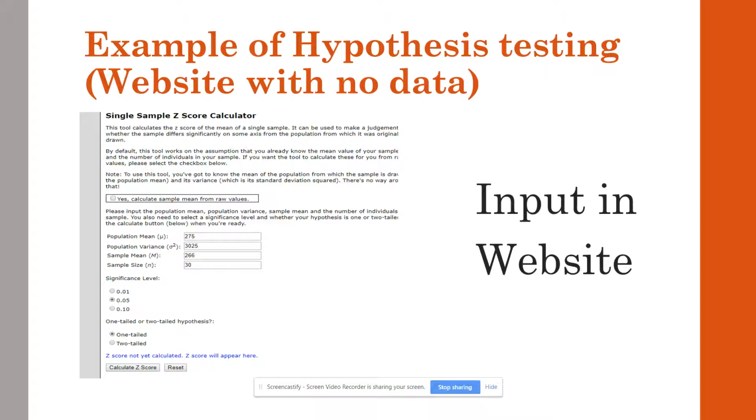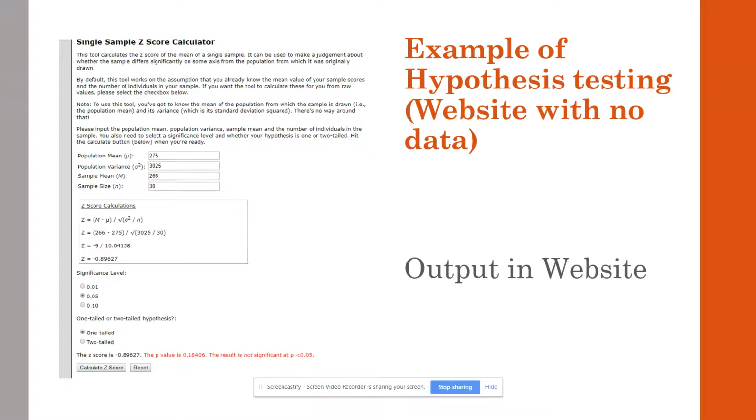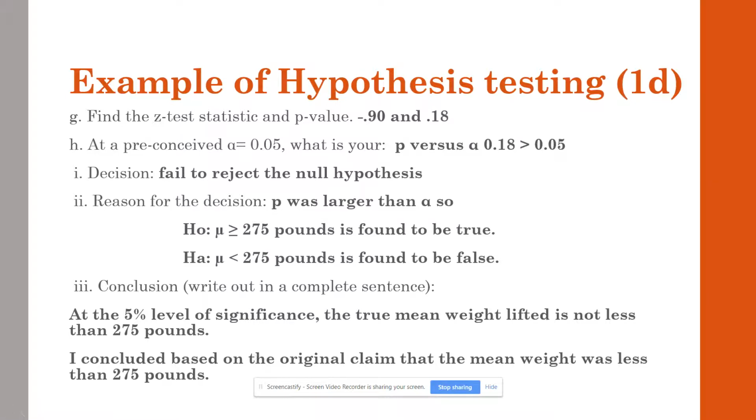Okay, I don't have any room here for my sample standard deviation, and that's okay. I don't need it because I have the population standard deviation, or in this case, the population variance. Level of significance was 0.05, and I'm running a one-tailed test because it was a less than. So when I do that, this is what I get. Down here at the bottom, my z-score is negative 0.89627. That's almost exactly the same as the calculator, and my p-value is 0.18406. Basically the same as what was from the calculator, okay? So find your z-test statistic and your p-value. And again, I showed you where I got those on both of them.